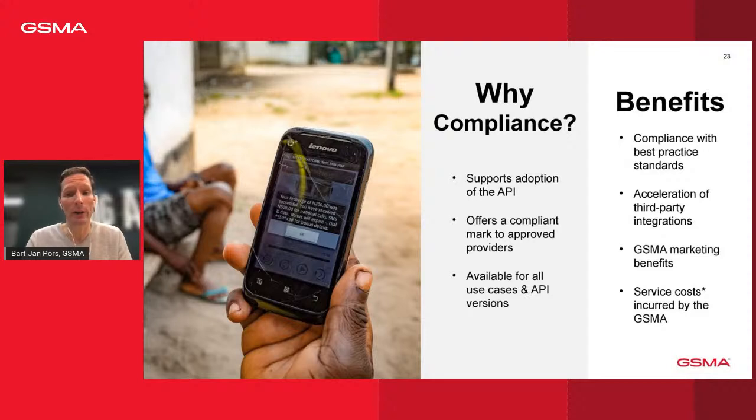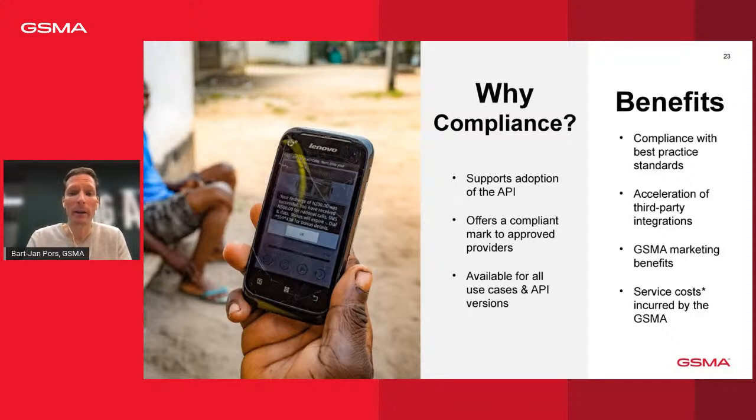Very important, of course, as a benefit, once you are compliant, that means that you're enabled to accelerate third-party integrations. If we as an industry all speak the same language, that makes the ecosystem as a whole so much more efficient in terms of building partnerships and connecting on a technical level.